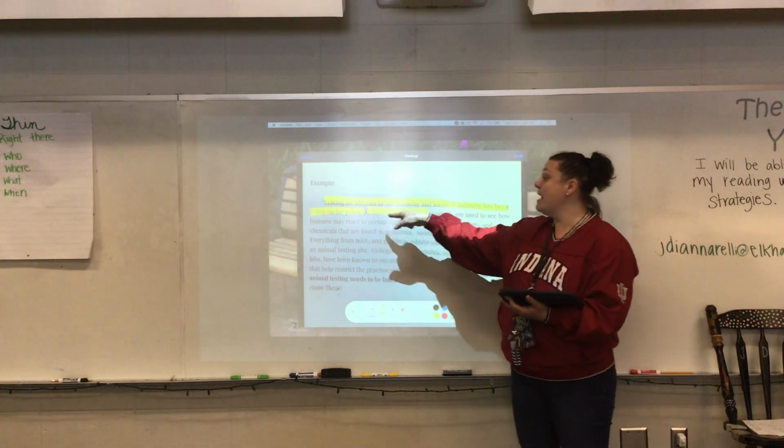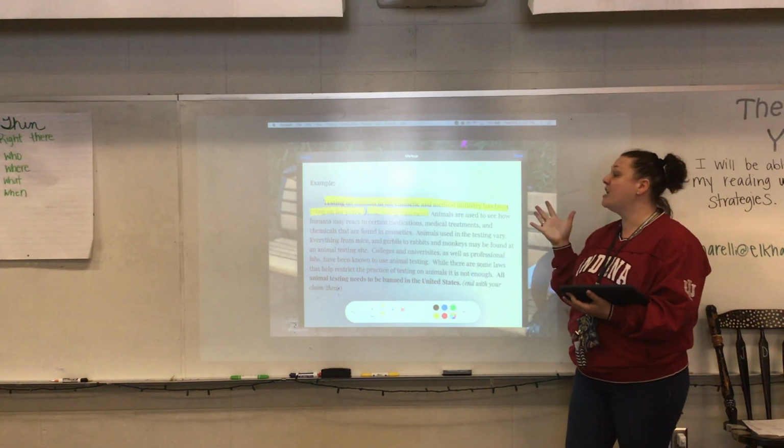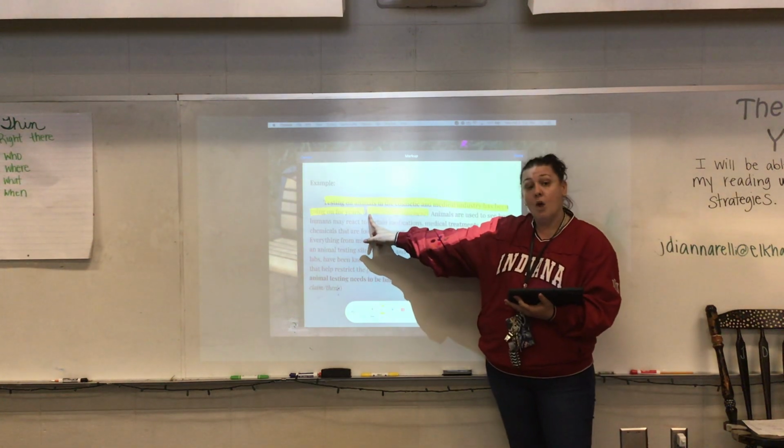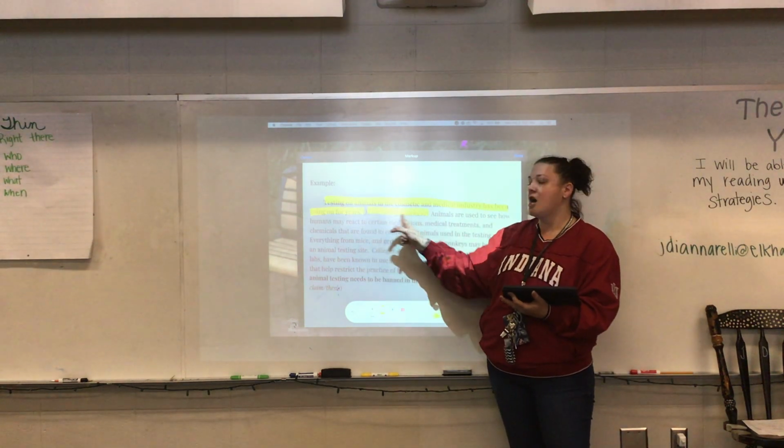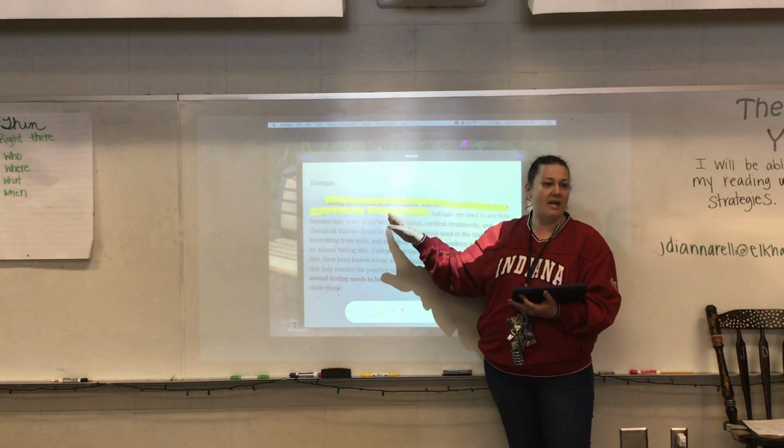Testing on animals in the cosmetic and medical industry has been going on for years. That's my hook. What kind of hook is it? It's a strong statement. So I was just pointing out that I have a hook and this is what it is, okay?